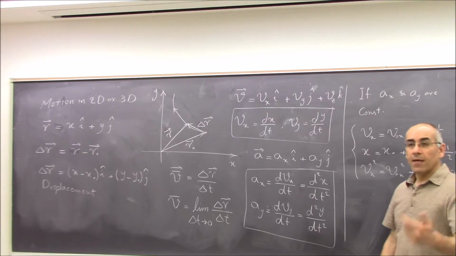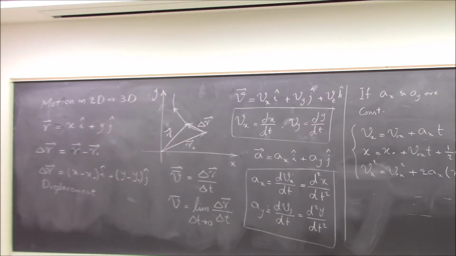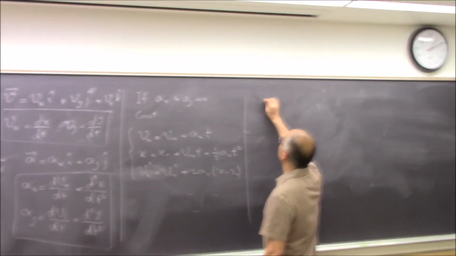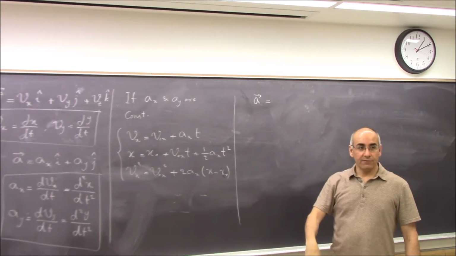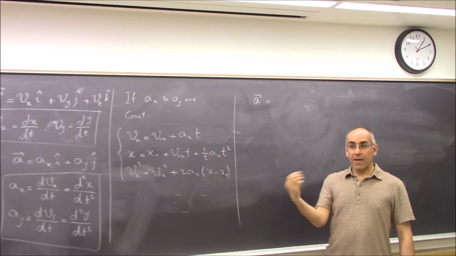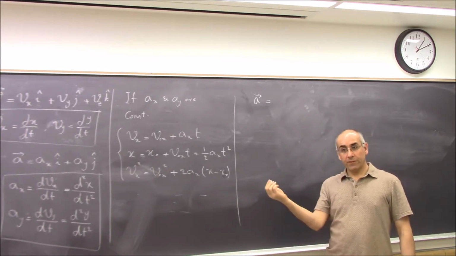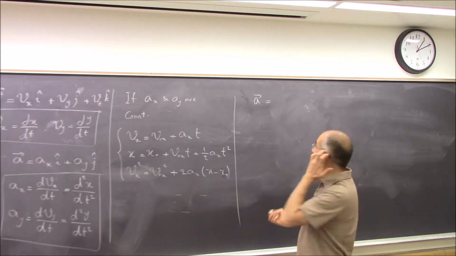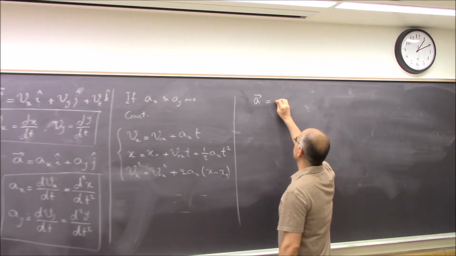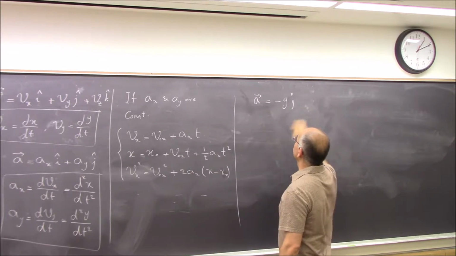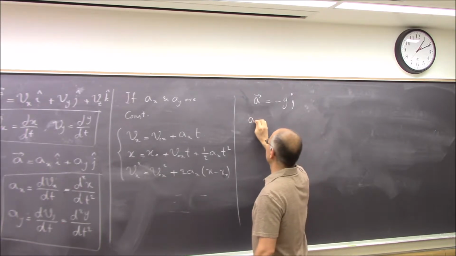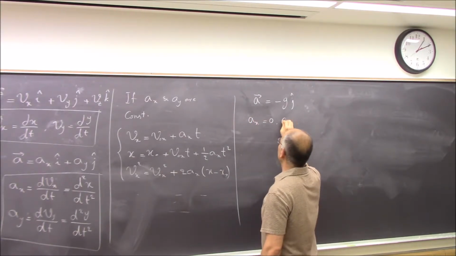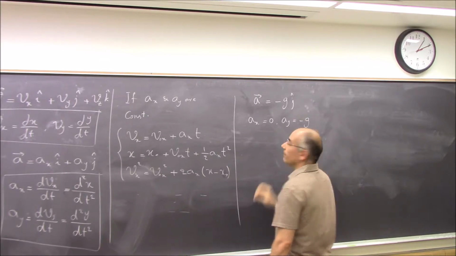In particular, if the acceleration vector is the acceleration due to gravity, which is downward, and its magnitude is, what's the magnitude? 9.8, or we call it g, right? So we can say negative g j hat. If the acceleration is this, that means that ax is 0 and ay is negative g.